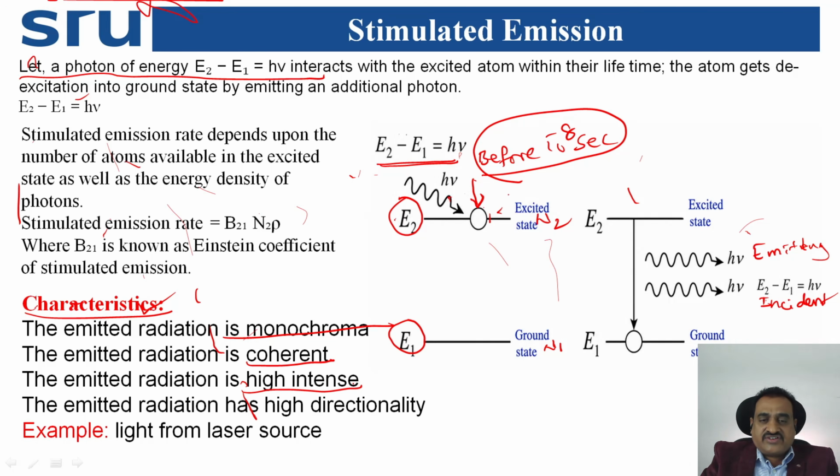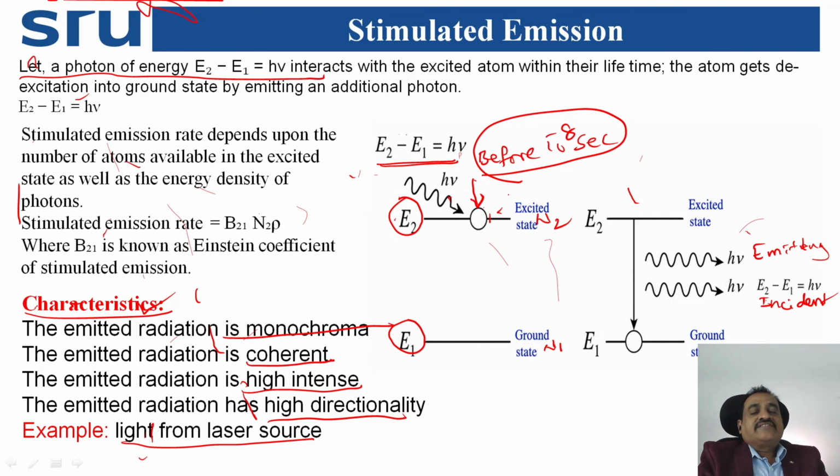This is high intensity light, highly directional. These are exactly the characteristics of laser. So now we can understand why stimulated emission is so important in laser technology. So what is the example? For example, light from a laser source. Example, helium neon laser, carbon dioxide laser, and so on.